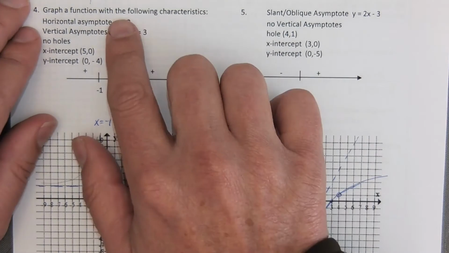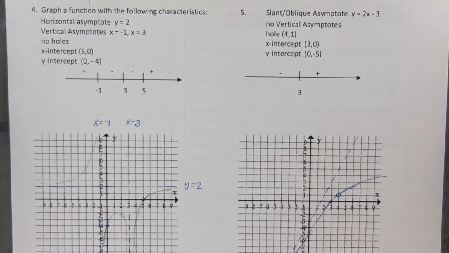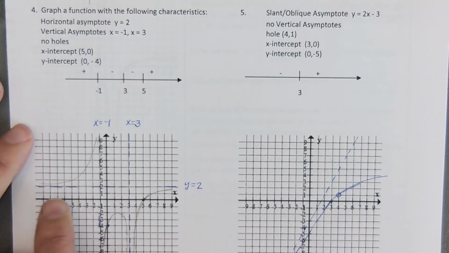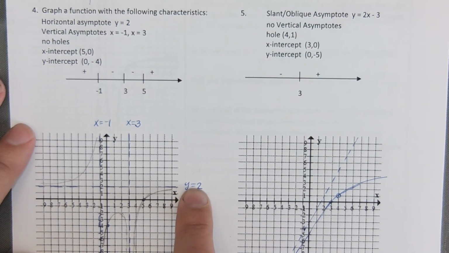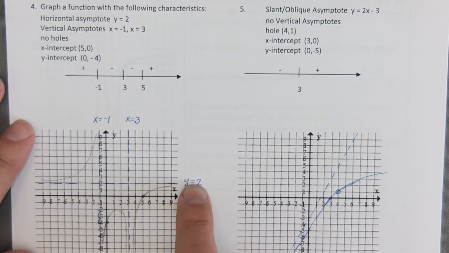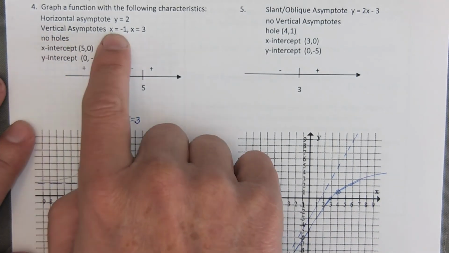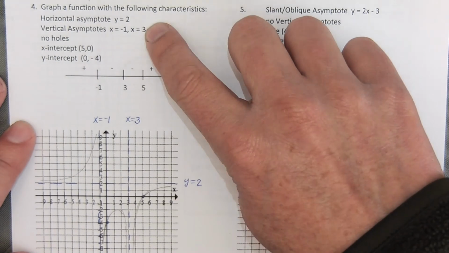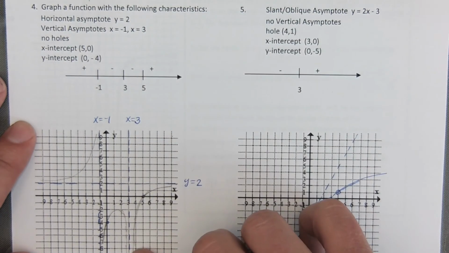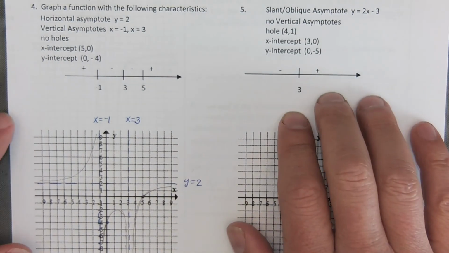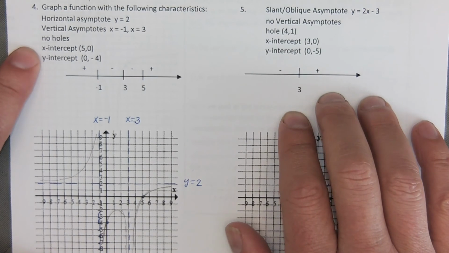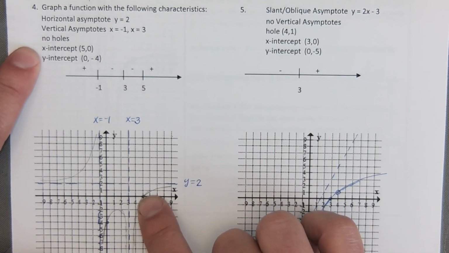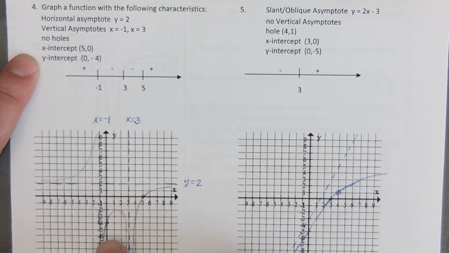So we want to graph a function with the following characteristics. So now we're given characteristics instead of just a function. Horizontal asymptote at 2. Here we are, horizontal asymptote. We have a vertical asymptote at negative 1. Here's negative 1. And at positive 3. Here's positive 3. There are no holes. X-intercept at 5, 0. Here we are, 5, 0. Y-intercept at 0, negative 4. That's down here.